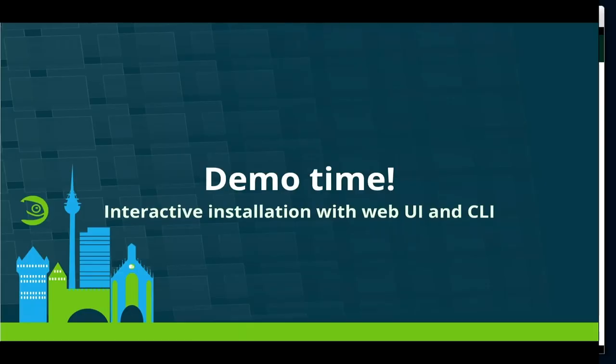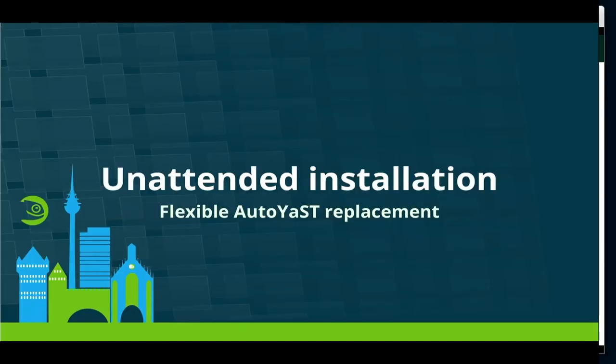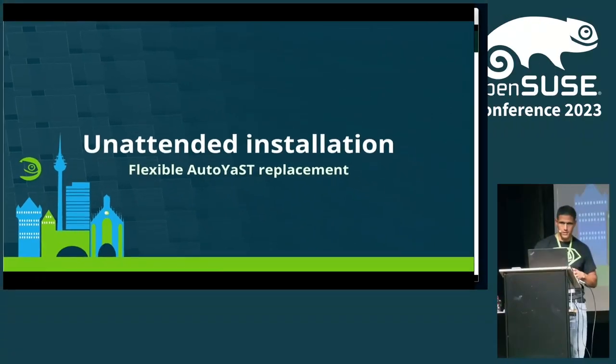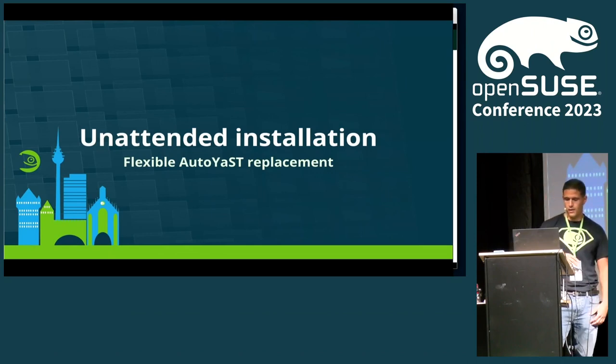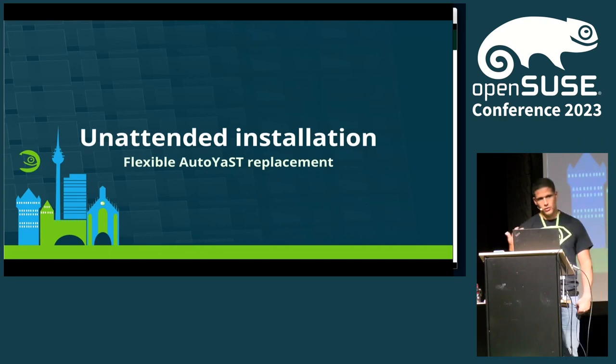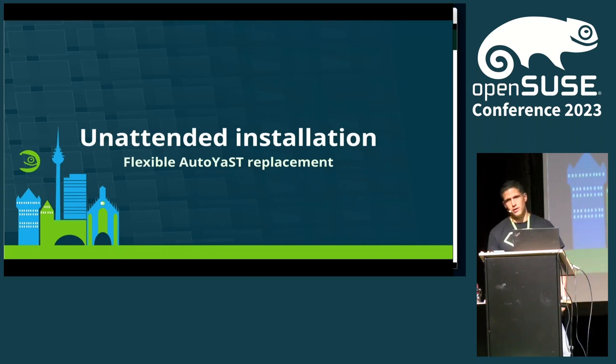So let's leave it working there a bit and go to some other parts that I wanted to cover, like, for example, the unattended installation. Because, well, especially in enterprise environments, people usually don't use YaST interactively, but they use AutoYaST. If you have not used it, it's basically a system in which you give a profile to AutoYaST describing how you want your system to look, and then it installs following that.